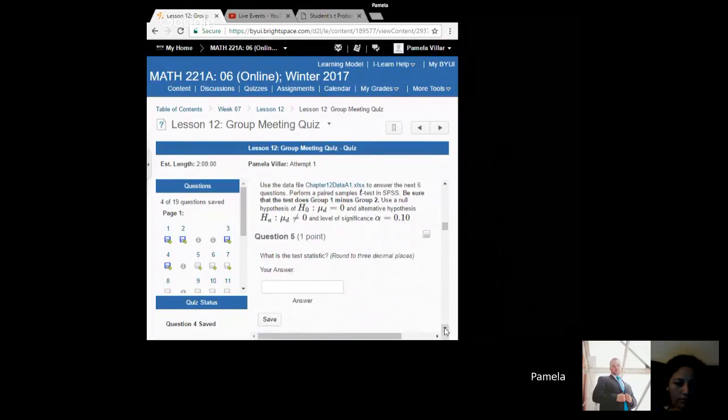So question 5. Use the data file to answer the next 6 questions. Perform a paired samples t-test in SPSS. Be sure that the test does group 1 minus group 2. Use the null hypothesis of mu equals 0 and alternative hypothesis of not equal 0 and level of significance of 10 percent, or 0.10. What is the test statistic?